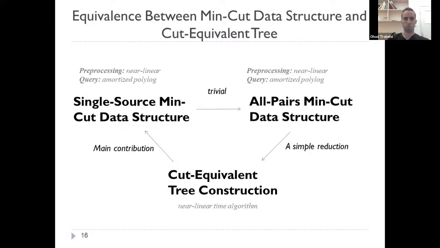Now, the way we show this is by this cycle of reductions. The single-source min cut data structure can be trivially reduced to the all-pairs min cut data structure. And the all-pairs min cut data structure can be reduced to the cut equivalent tree construction. This is the simple reduction that uses the two-dimensional range queries. And the reduction between the cut equivalent tree construction and the single-source min cut data structure is the main contribution here.